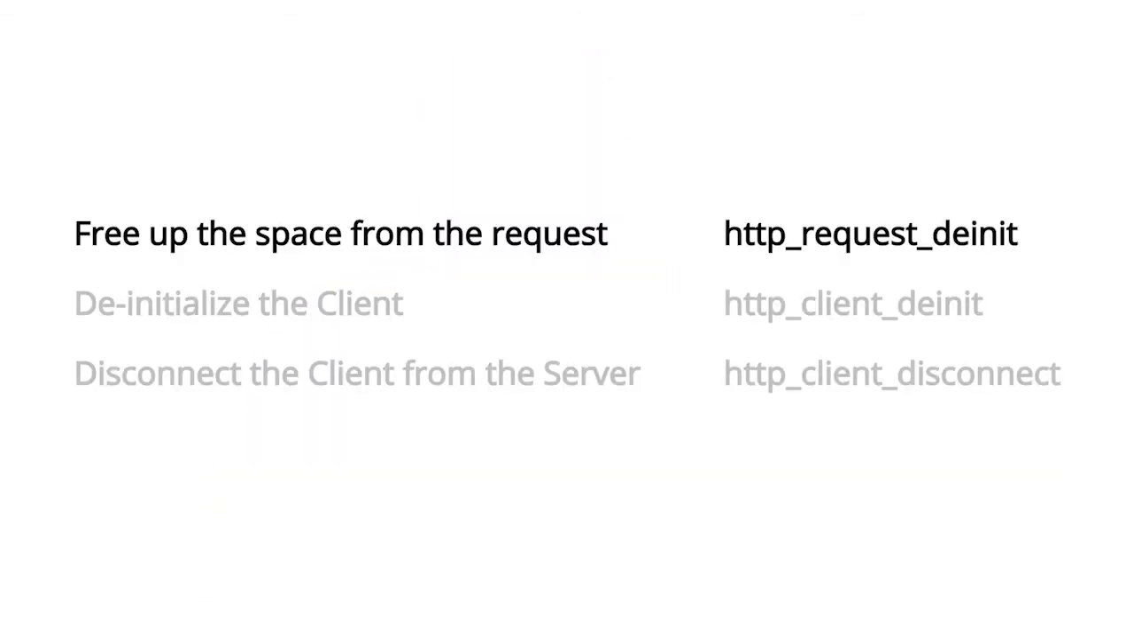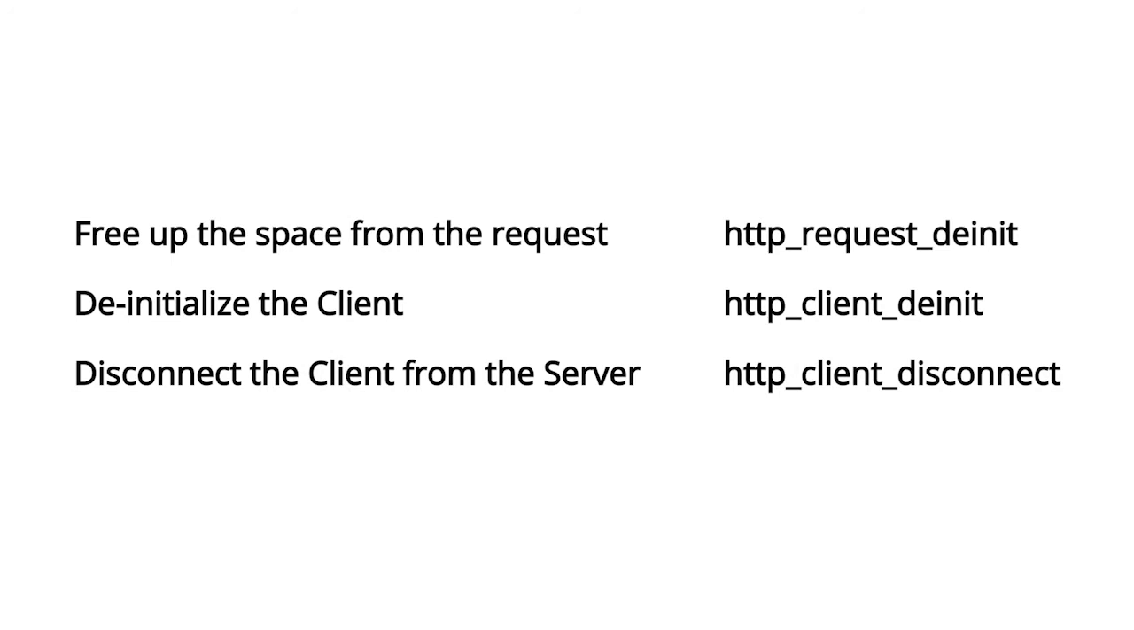All this data is freed by calling the HTTP request dinit. Typically, you'll call the function from the HTTP callback for the event HTTP data received, when the value of the remaining length in the response structure is equal to zero. There is also a function called HTTP client dinit that you should call after the server disconnects or after you decide to disconnect by calling the HTTP client disconnect function.